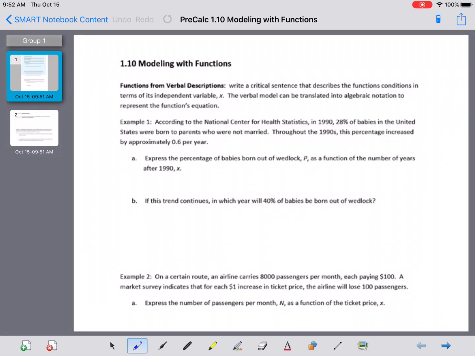All right, PreCalc, another hopefully short one here. 1.10, modeling with functions. You're going to love this word, modeling. It usually means story problems. So, we're a sophisticated college prep class here, so of course we don't want to say something so simple as story problems. So we call it modeling.